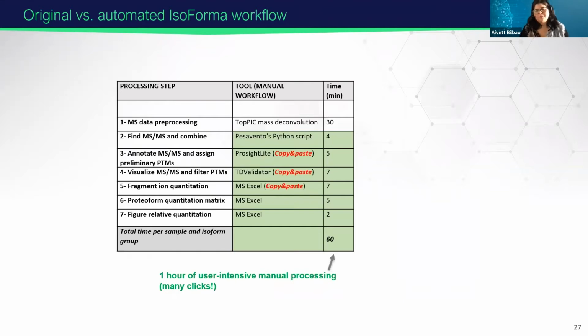Now I would like to show you a particular example of the benefit or advantage of using Isoforma. On this slide, we can see the estimated time we observe it takes for quantifying one isoform in one sample, and it's about 1 hour. There are several tools used in each step, and then the user has to do a copy-paste procedure. So these manual steps require many clicks, and it's really user-intensive manual processing.